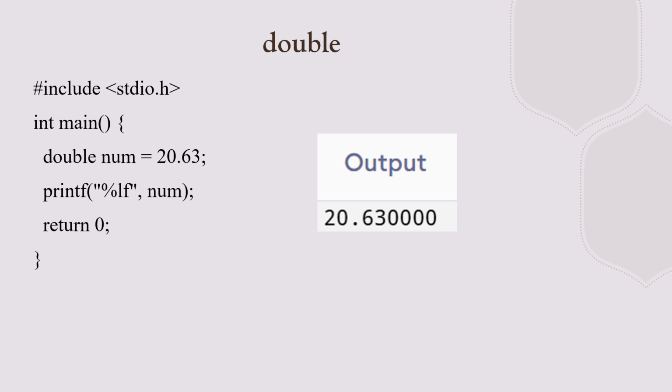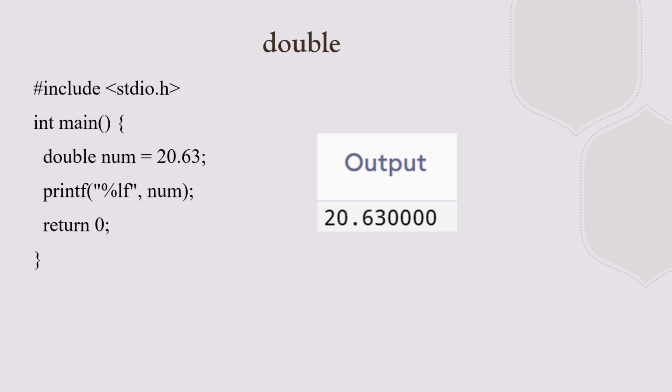So here in this example, you have double num = 20.63. This line declares a variable named num, which is of type double. The double data type is used to store floating point numbers, that means decimal points. It can store large numbers with greater precision than the float data type. So why are we using double? The precision is more than float, and if you need more accuracy in calculations where decimal points are involved, it is better to use this double data type.